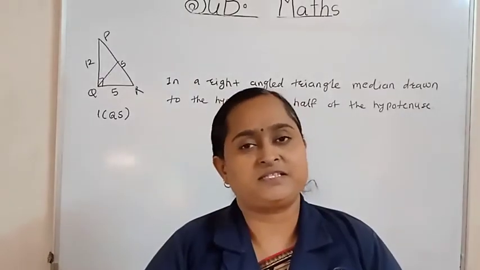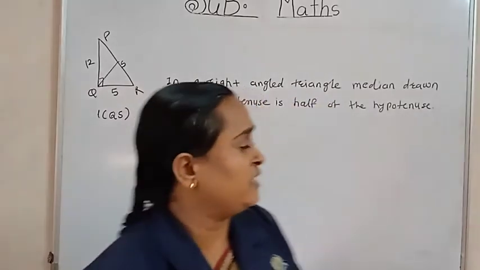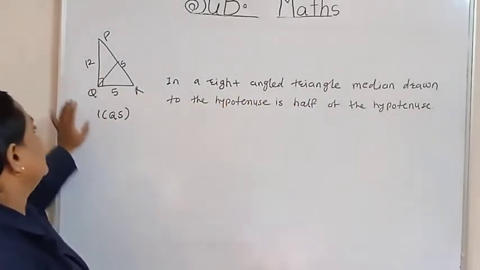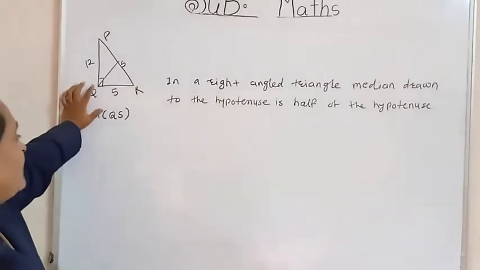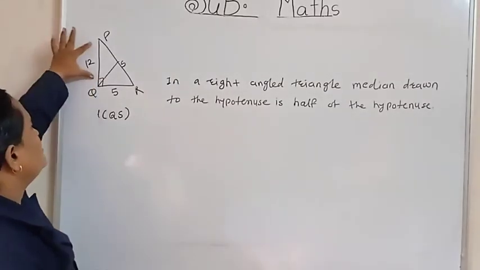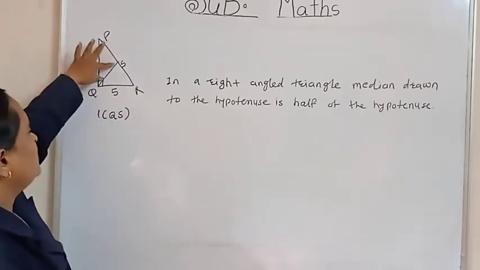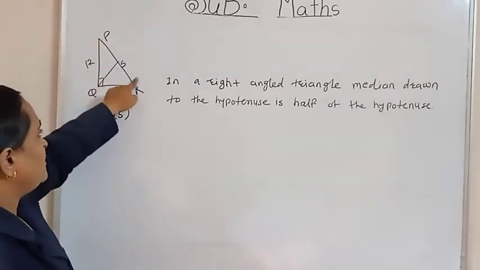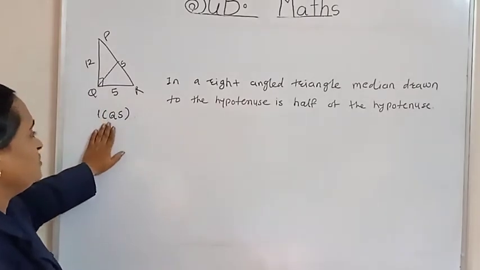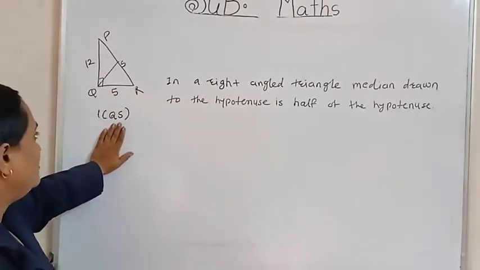Now let's see the next example, example number 3. In this example it is given in triangle PQR, angle Q is 90 degrees, PQ is 12, QR is given 5, QS is a median drawn to the hypotenuse, and you have to find the length of QS, means find the length of the median.